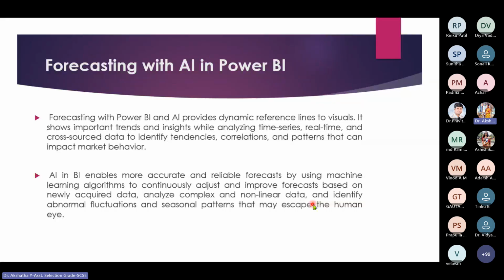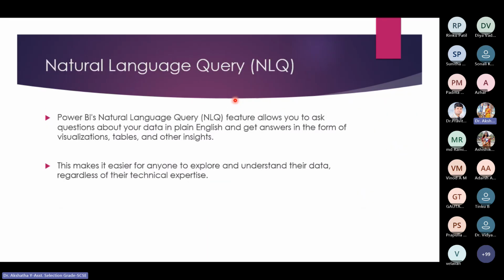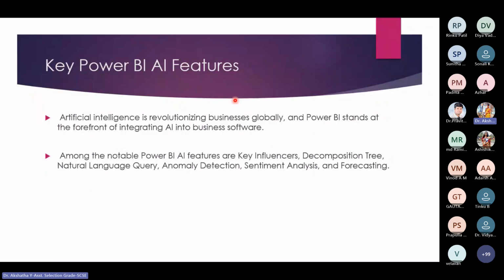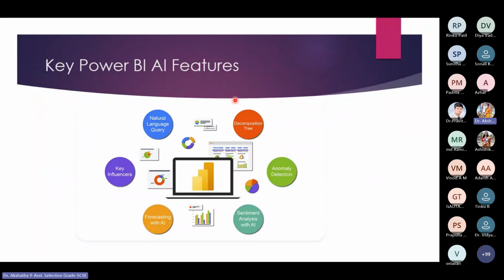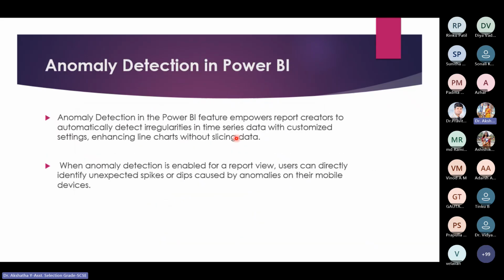So the forecasting features are available right now in the line chart visuals. So these are the four different features of the Power BI: natural language query, decomposition tree, anomaly detection, sentimental analysis with AI, forecasting, and key influences. So these are the discussion on the Power BI with AI features.